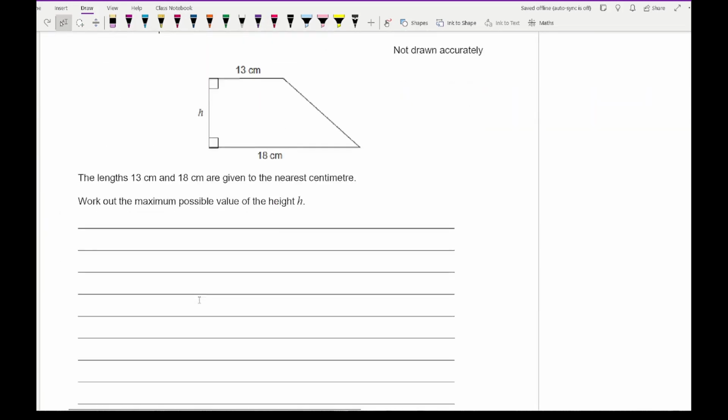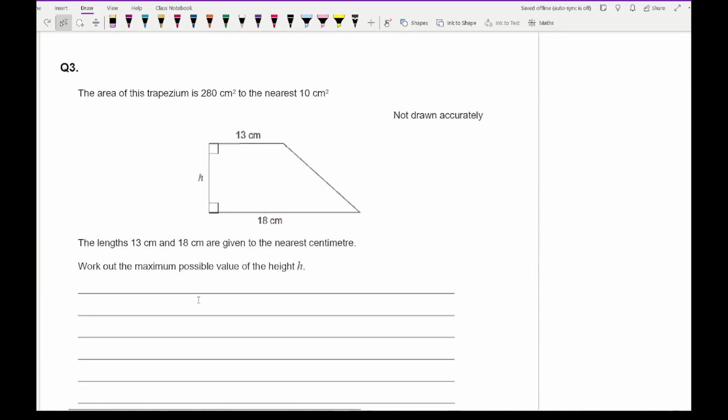Moving on to question 3, it says the area of the trapezium is 280 centimeters squared to the nearest 10 centimeters squared. The lengths are 13 centimeters and 18 centimeters, given to the nearest centimeter. Work out the maximum possible value of the height.